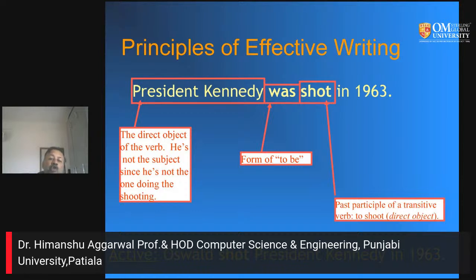President Kennedy was shot in 1963, but who shot President Kennedy is not clear here. The direct object of the verb, he's not a subject here, President Kennedy, because he's not shooting somebody.